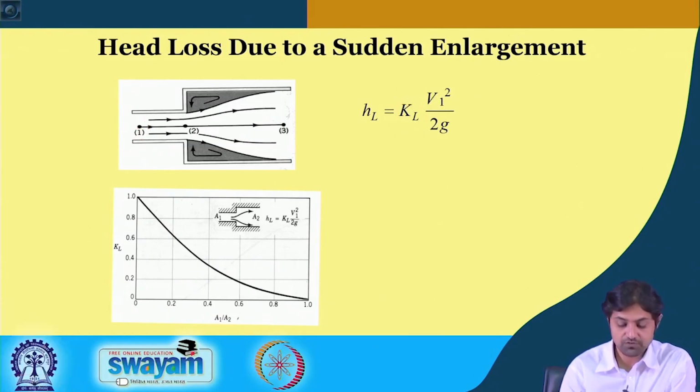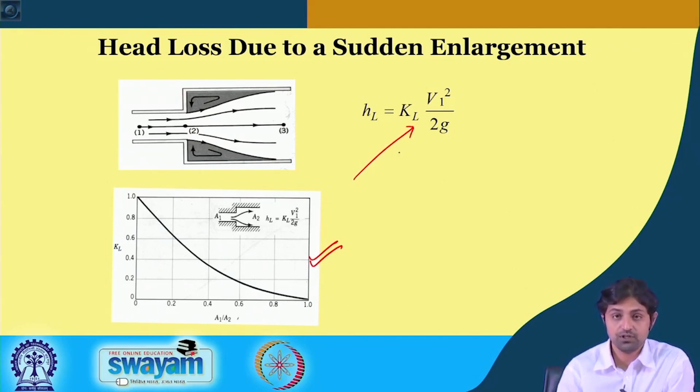This is just a matter of interpretation from the curve. So, best is to find the ratio of the areas A1 and A2, take the KL from here, put it here and multiply it by V1 square by 2G. You saw in the contraction it was V2 square by 2G, and in case of expansion it is V1 square by 2G. So, those velocities need to be considered where the smaller pipes are. The smaller pipe in case of contraction was at 2, so we had K into V2 square by 2G. Here in case of enlargement, the smaller pipe is at 1, so it is KL into V1 square by 2G.